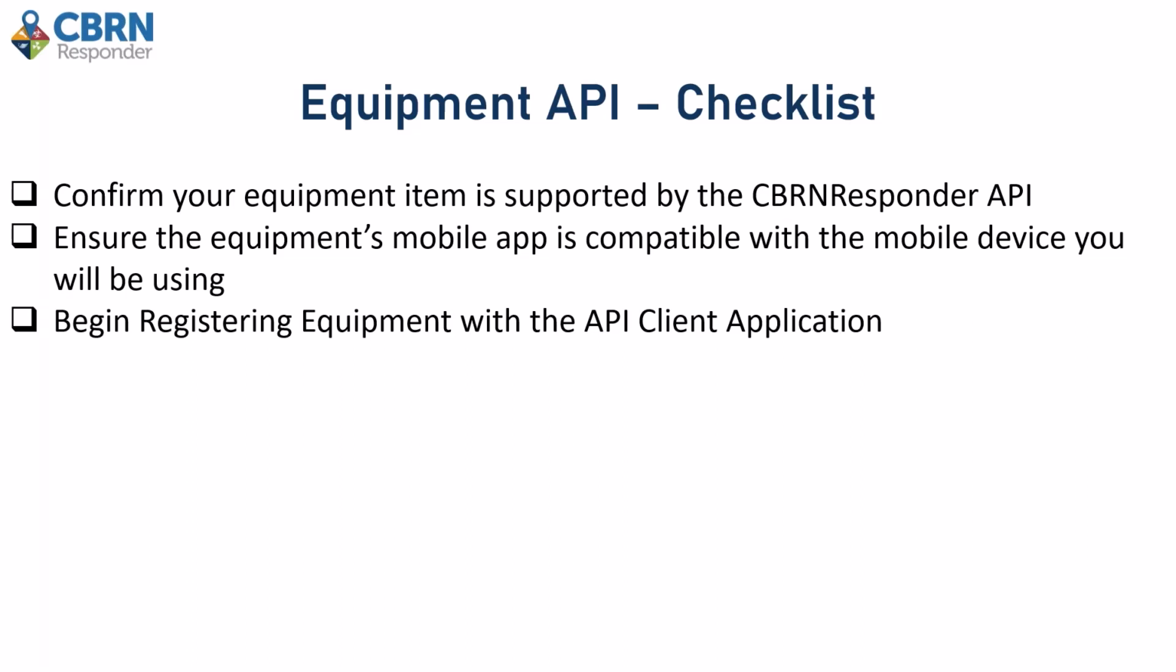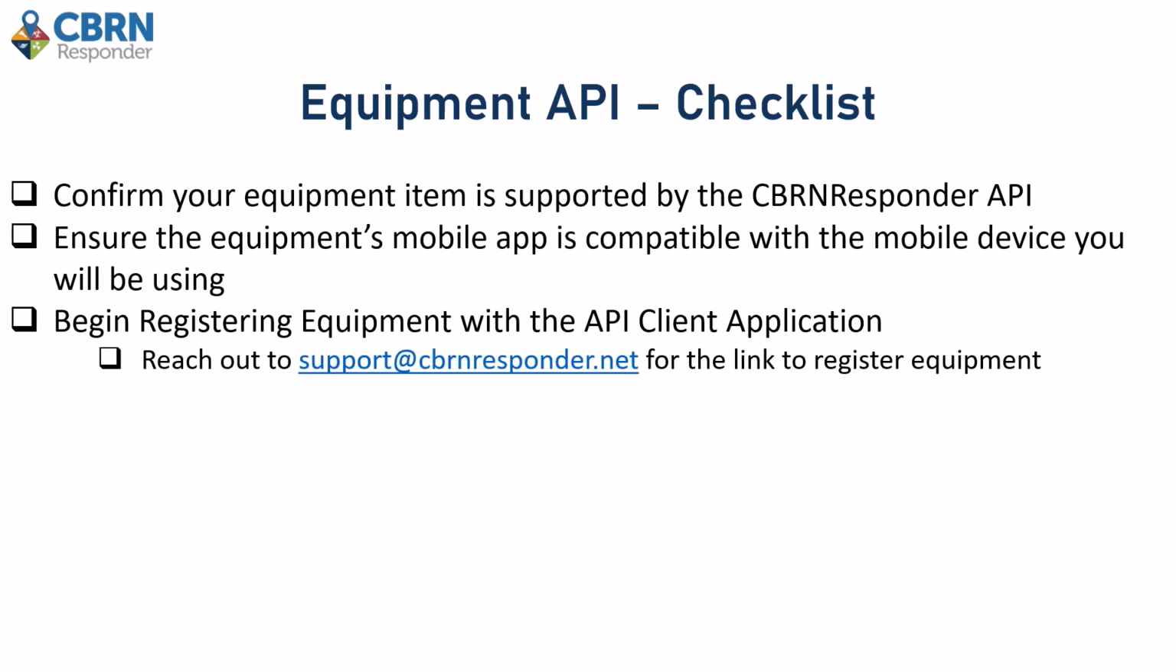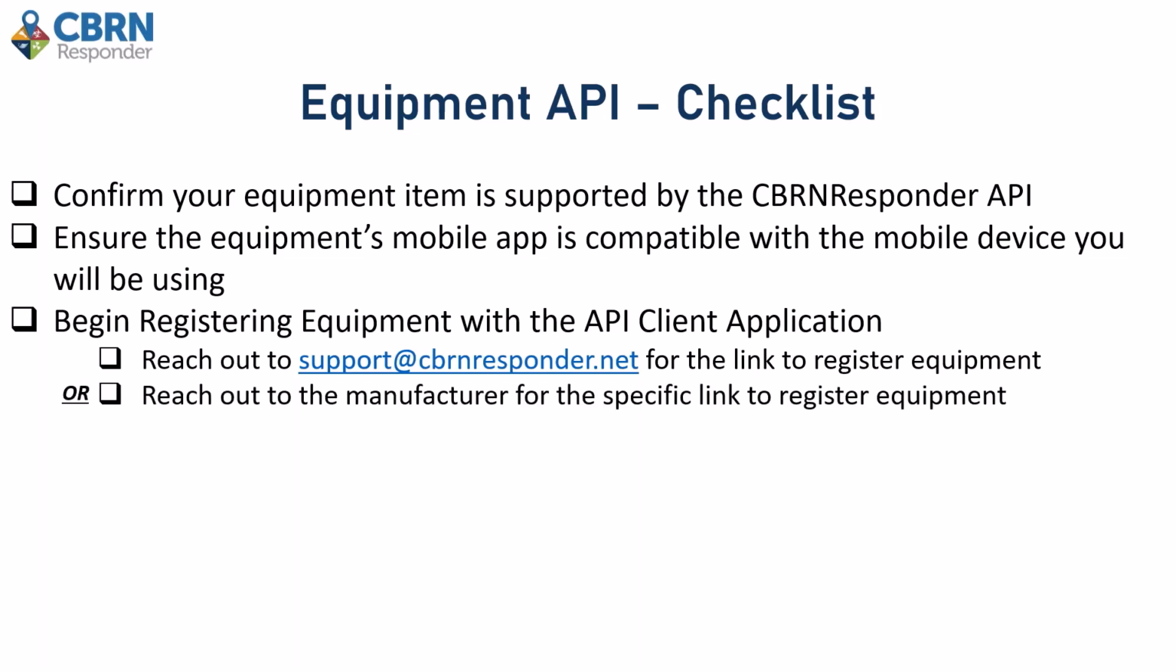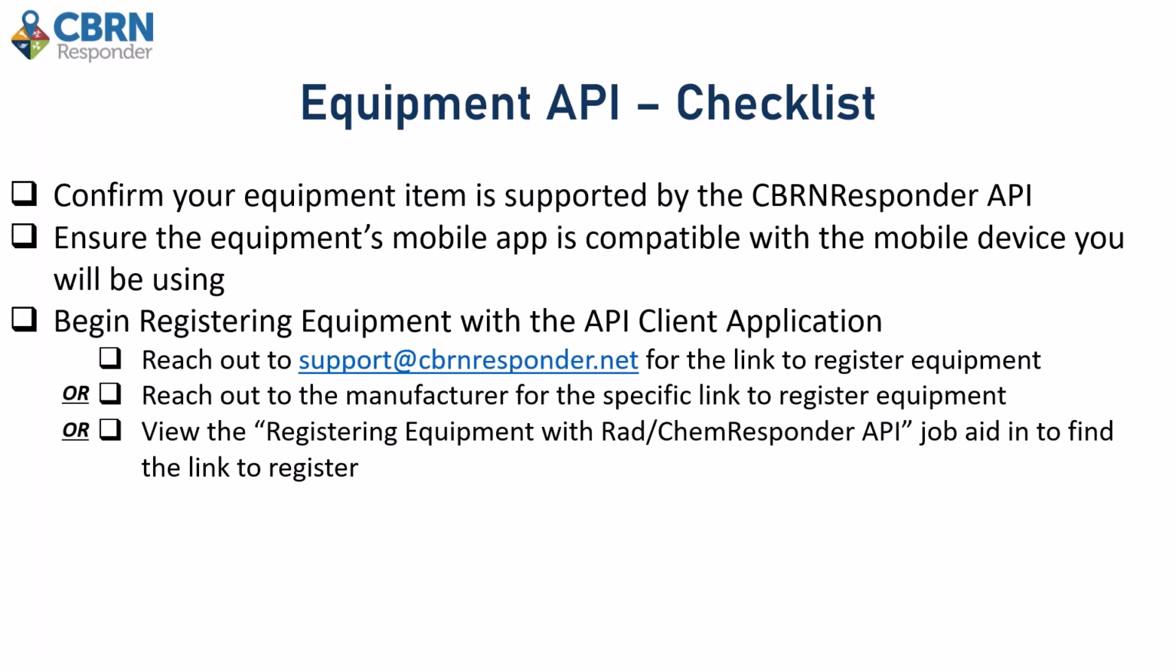You'll then register your equipment with the API client application that we have. And there are a few ways you can obtain the link to do this. You can first reach out to us at our support email. You can reach out to the specific manufacturer. So if you want to reach out to Honeywell for using their equipment, or we do have a job aid that's in our resource library that also contains the link.